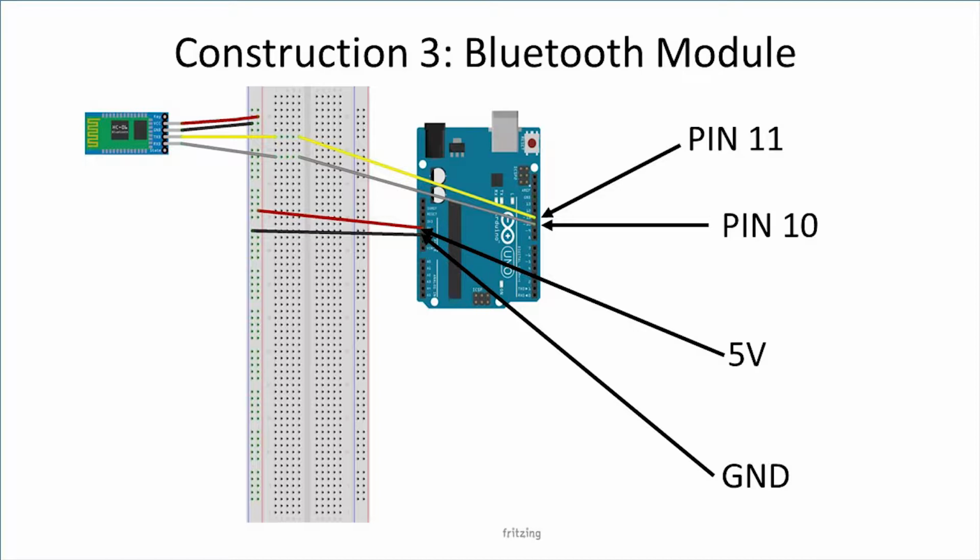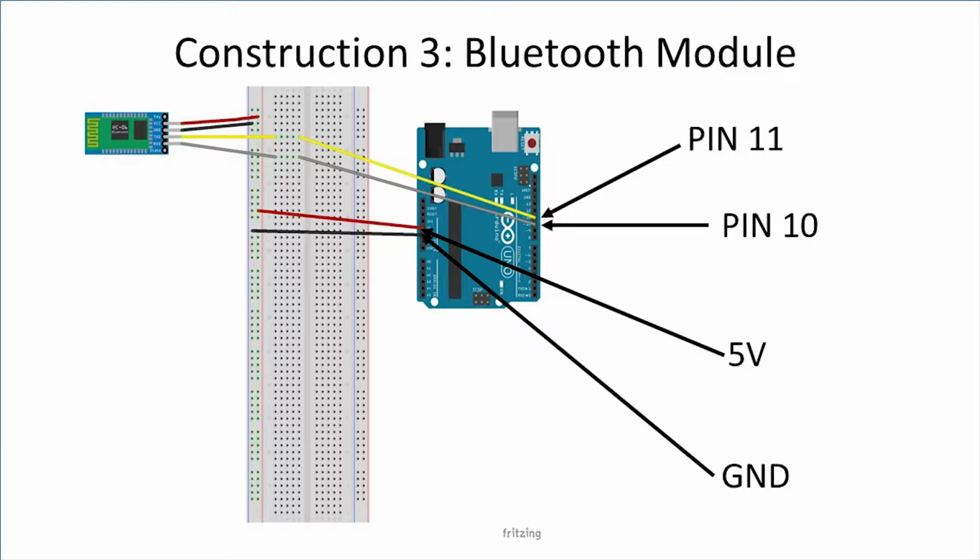Now you will be completing the last construction of the device. During this construction, you will be wiring the Bluetooth device to the breadboard and Arduino. Connect the VCC on the Bluetooth module to the 5 volts on the breadboard that is established by the Arduino. Also, connect the GND on the module to the ground on the breadboard. Connect the TXD on the module to pin 11 on the Arduino, and the RXD on the module to pin 10 on the Arduino.